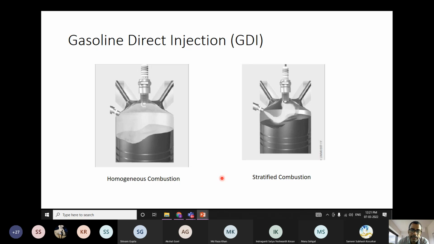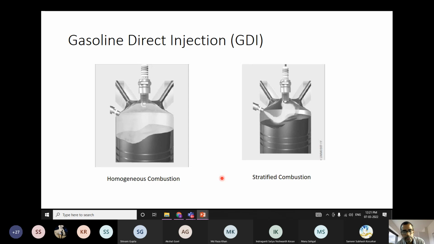But in the GDI, when an SI engine is equipped with gasoline direct injection technology, then the manufacturer has to satisfy the particulate size emissions also to the regulatory agency before it can be launched. Because here we are compromising a little bit with the homogeneity level. So that is one of the challenges.